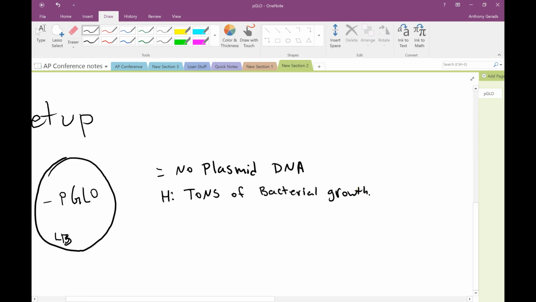Okay, so we've got tons of bacterial growth because if we look at this, there are no antibiotics to kill it. So tons of bacterial growth, no antibiotics to kill it. That's what's predicted to happen here: you're just going to have tons and tons of bacteria.